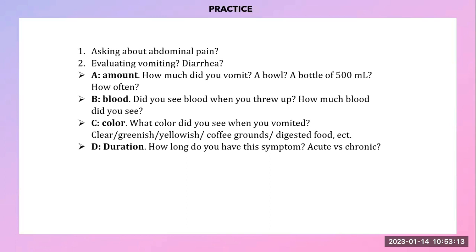Okay, amount, how much did you vomit? Like a bowl or a bottle of 500 ml? And how often is that? Okay, so those are the questions that you have to ask the patient if they said that they have vomit, right? And then blood, you see blood or how much blood that you see. Okay, so some people just said just a small amount of blood, or one of them said it's a bowl, like 500 ml of blood. So you know what is different, and the color too.